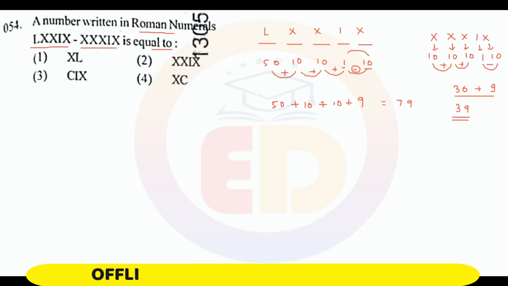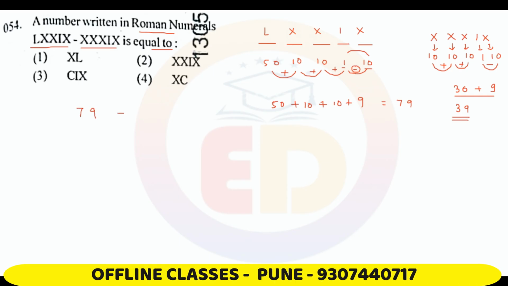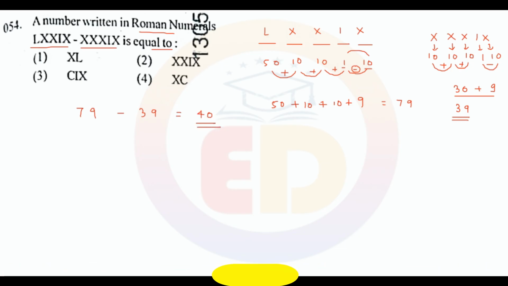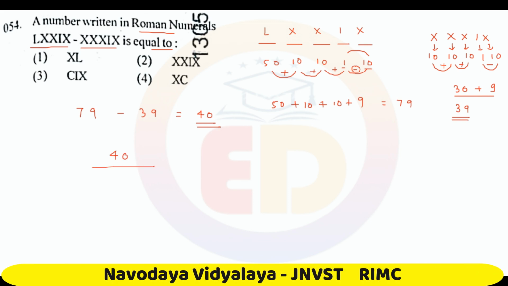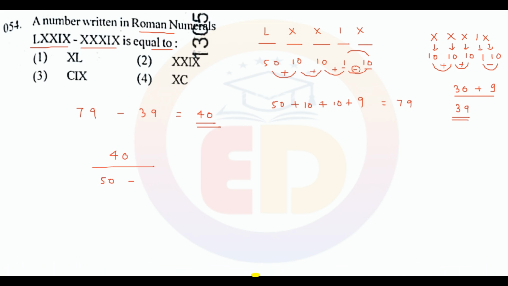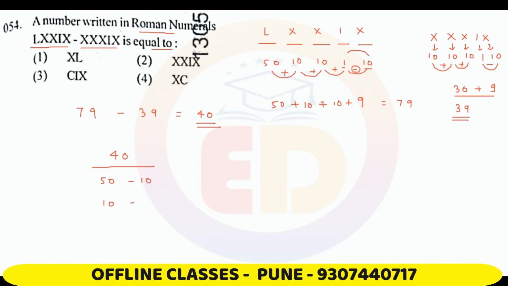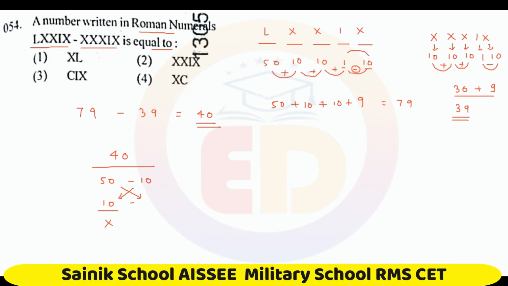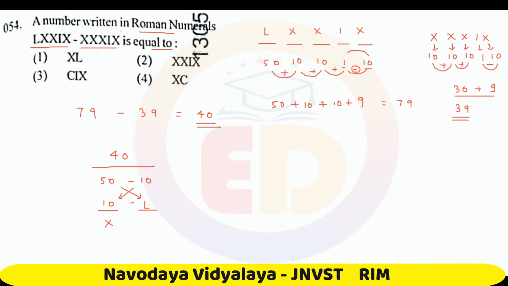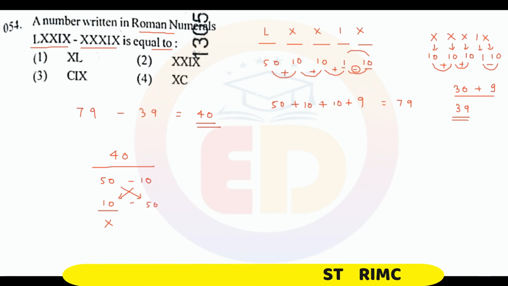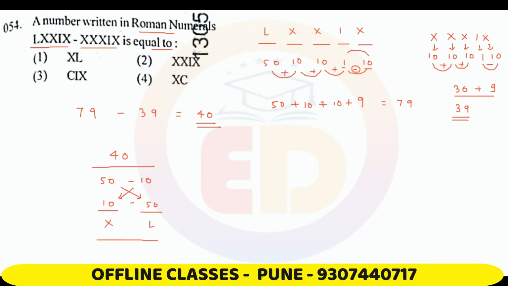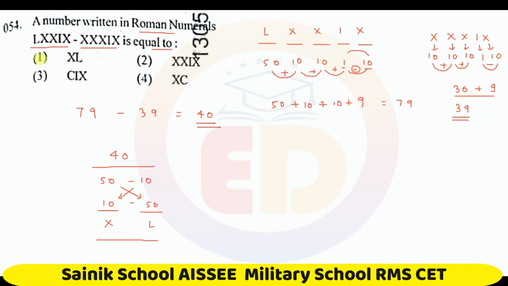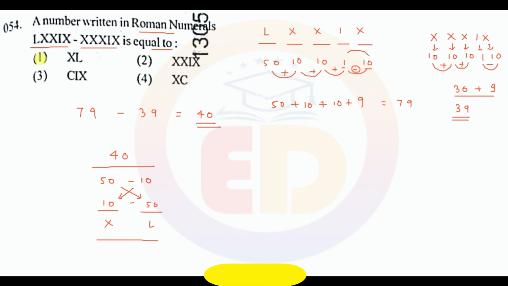Now they are asking to do the subtraction of 79 minus 39. 79 minus 39 is 40. And how do we write 40 in the Roman numeral? 40 can be written as 50 minus 10. And for subtraction, the smaller symbol 10 should come first, which is X, and the bigger symbol 50 should come later, which is L. Our answer will be XL. Option number 1. Seemingly a very easy question. We have done questions tougher than this. Answer is option 1.